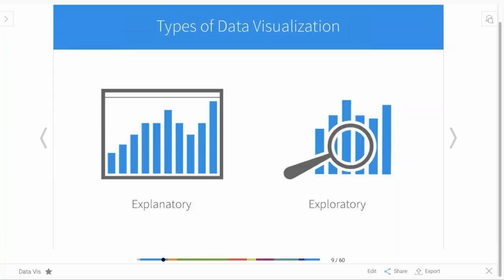And data visualization didn't escape this. So when you do hear the term data visualization thrown about, know that there are really two different definitions that people could be referring to. They could be referring to a data visualization that's explanatory, so basically just turning data into a chart.